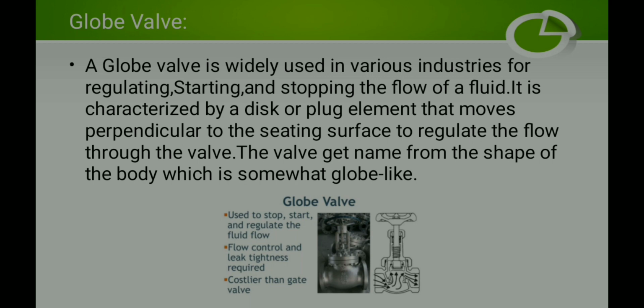The valve gets its name from the shape of its body, which looks like a globe. I mean, the name comes from the plug that looks similar to a globe. So it comes from the name where it's similar to a globe, so it's called a globe valve.